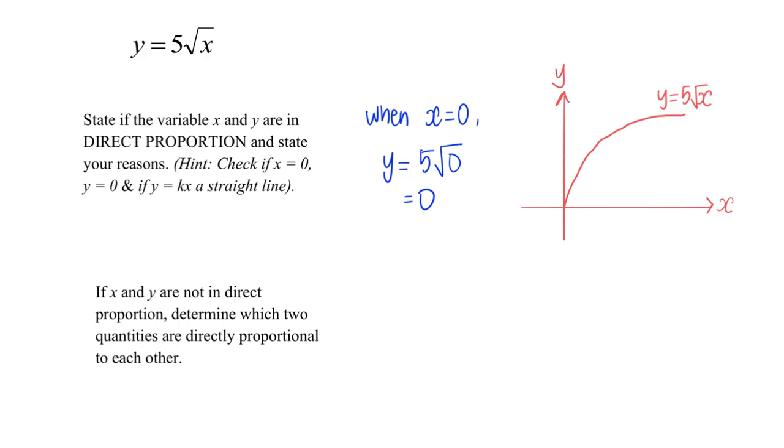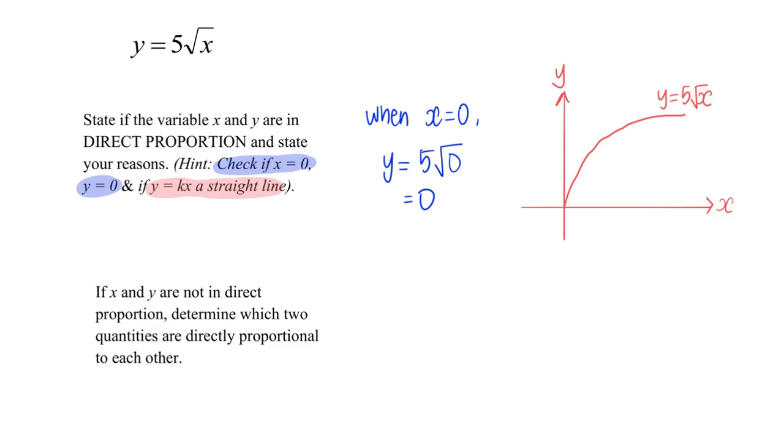No. Okay, so to summarize, how do we know if the two quantities are in direct proportion? We check for two things. One, does it pass through the origin? Two, is the graph a straight line graph?